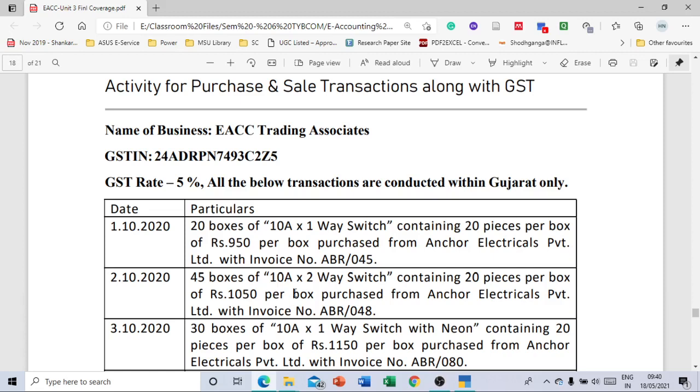And whatever price amounts have been given in the below transactions are without GST. So definitely the prices given are not inclusive of GST. It is without GST, on which you are supposed to levy the GST.